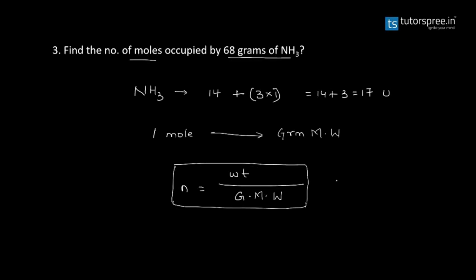So, what will be the weight here? The weight given is 68 grams. N will be equal to 68 grams by the gram molecular weight of the substance, which is 17, for which we get 4 moles. So, we have 4 moles in 68 grams as the answer.